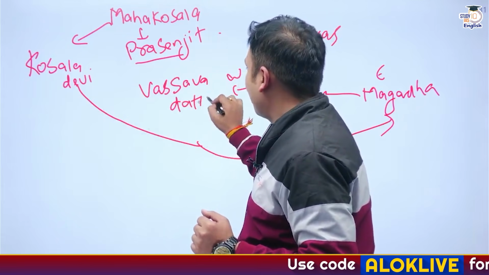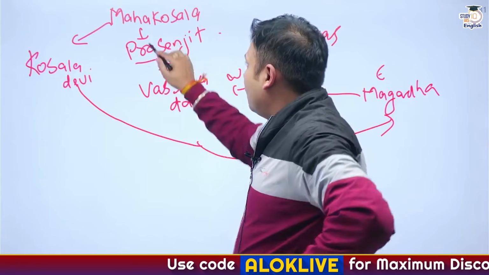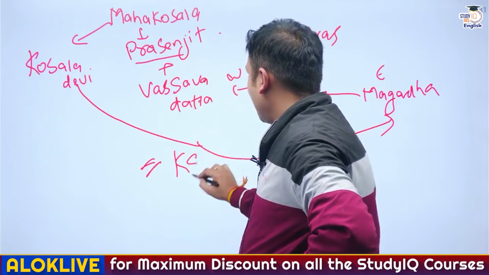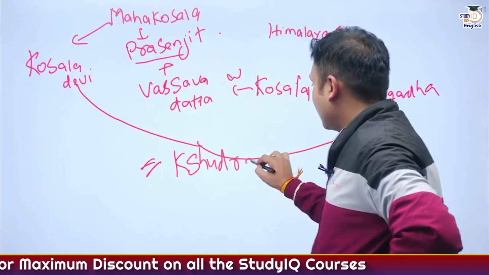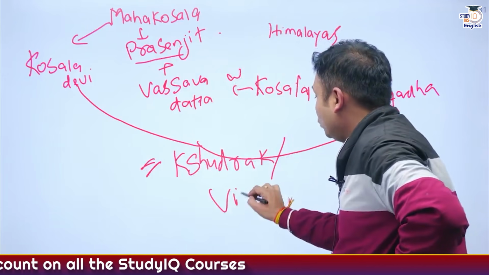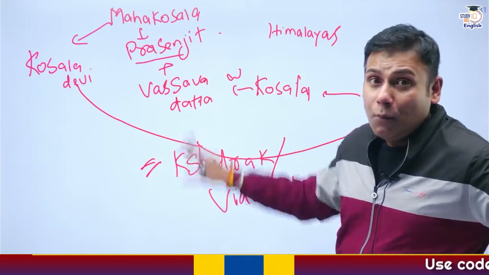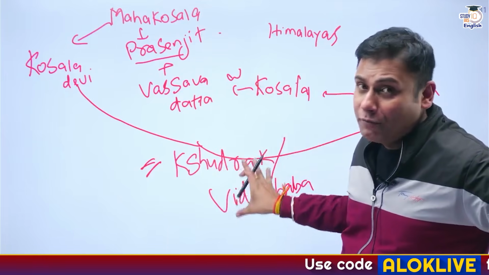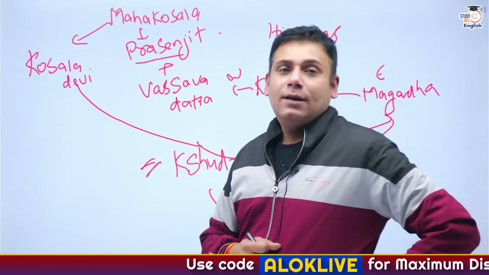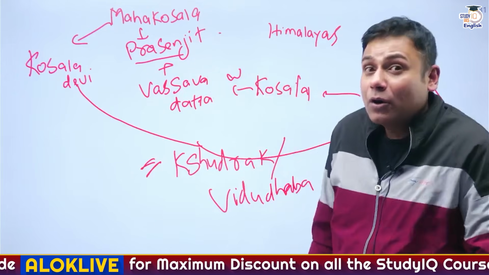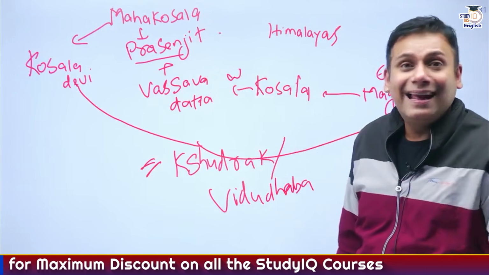Prasenjit married Vasav Khatiya. Vasav Dutt. Both of them had a son named Shudrak, also referred to as Vidudhaba in various scriptures. Now Vidudhaba was very angry with his father Prasenjit. Why? Because his father was a disciplined personality and he didn't like that.